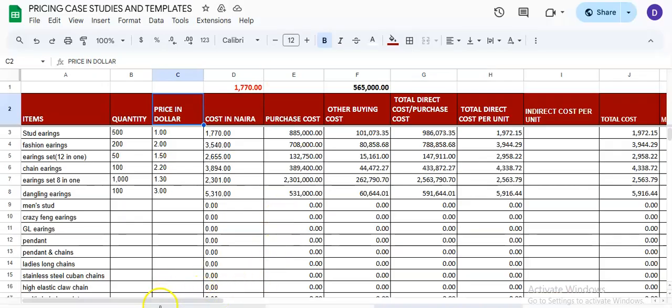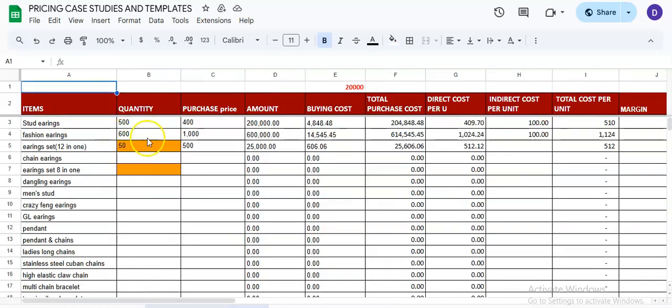Then let's go straight to a business that is into buy and sell. Okay, let's look at this business. This particular business is into buy and sell. Now, if you're into buy and sell, you're somehow better off than those into production, because at least you know the cost of the product you bought.